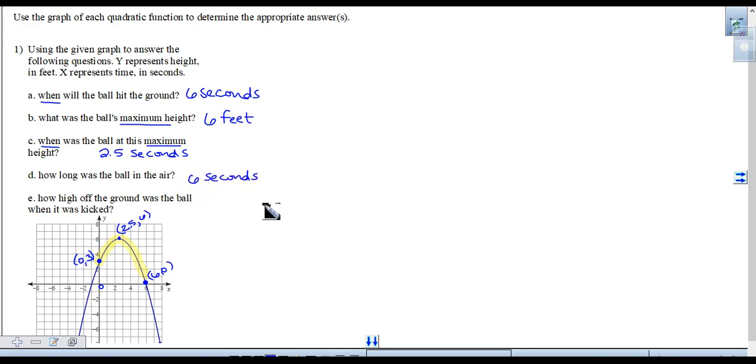How high off the ground was the ball when it was kicked? This is where we will focus on the y-intercept. The height of the ball at that point was 3 feet.